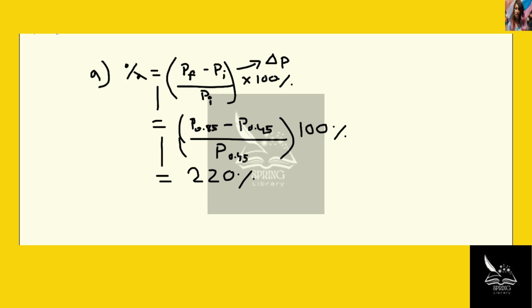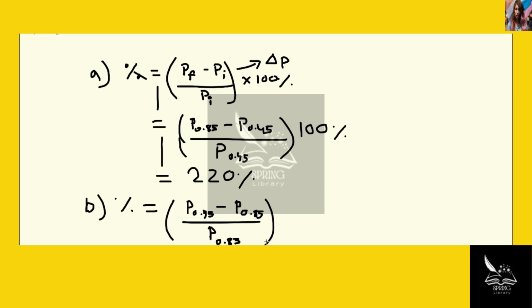For part B, you have something very similar. This will be P 0.95 as you accelerate to 0.95c from 0.85c, right, over P 0.85, which is the initial one. Multiply that by 100, and you get something like 205%. And so we can see that momentum changes by over twice as much in both cases. And that's it.